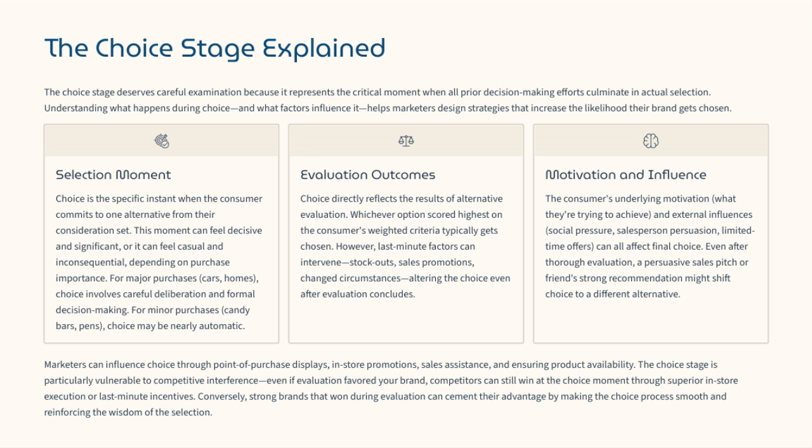It's also important to consider that the consumer's underlying motivation, what they're trying to achieve, and external influences like social pressure, salesperson persuasion, or limited-time offers can all impact the final decision. Even after a thorough evaluation, a persuasive sales pitch or a friend's enthusiastic recommendation can tip the scales and lead to a different choice. This highlights that motivation and external influence are powerful factors in the decision process.